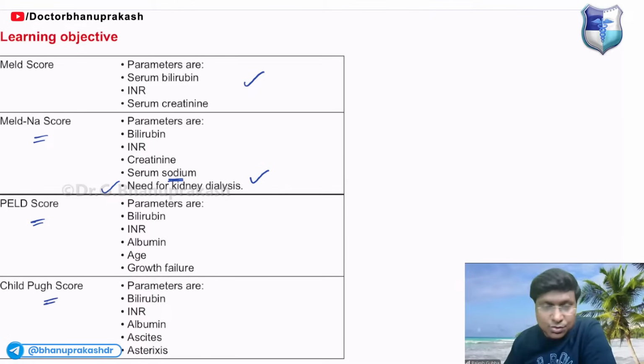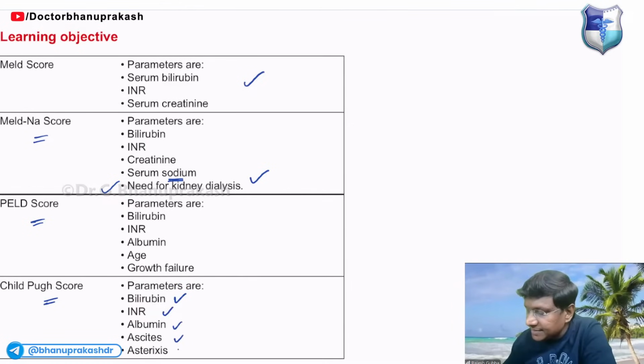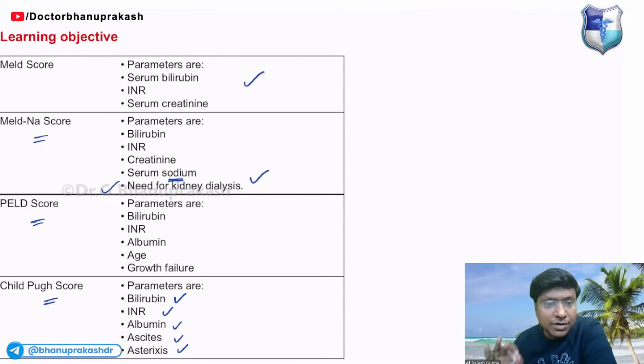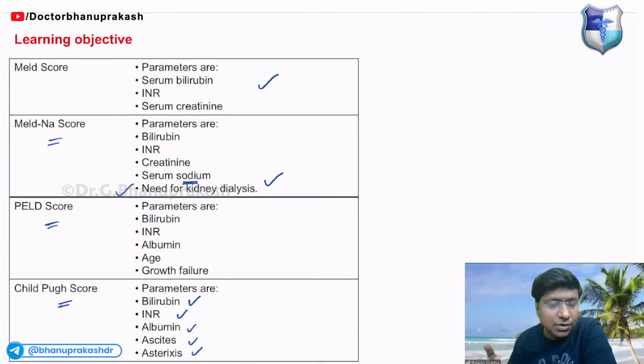Another important score, which is very useful in case of alcoholics or alcoholic hepatitis, is the Child-Pugh score. The parameters are bilirubin, INR, albumin, ascites, and asterixis. So I'm telling you, without revising this table, don't go to the exam at all. This is one of the very important stock questions. Either they will ask you the MELD score or the Child-Pugh score and what the parameters are.